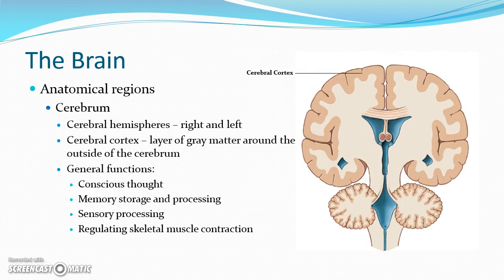The cerebrum is what we think of as the big part of the brain. It is divided into a right and left hemisphere. Around the outside is a layer of gray matter called the cerebral cortex. Remember that gray matter is cell bodies and unmyelinated axons. Some general functions of the cerebrum include providing conscious thought, memory storage and processing, sensory processing, and regulating skeletal muscle contractions.